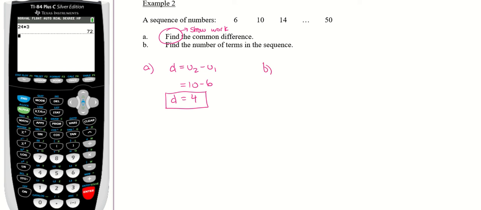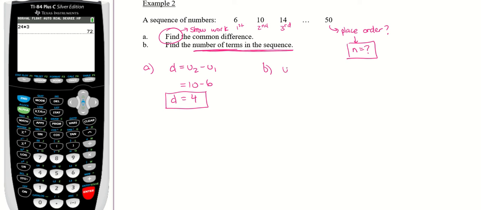Now, this is a situation where we're kind of in the opposite situation we were in the first example. In the first example, we were given the place order and asked to find the value. In this sequence, because it's asking for the number of terms in the sequence, we need to know what place order this value falls in. Because we know 6 is first, we know 10 is second, we know 14 is third. What is 50? So really what we're looking for here is n. That's our goal here. Instead of looking for un, we're looking for n.